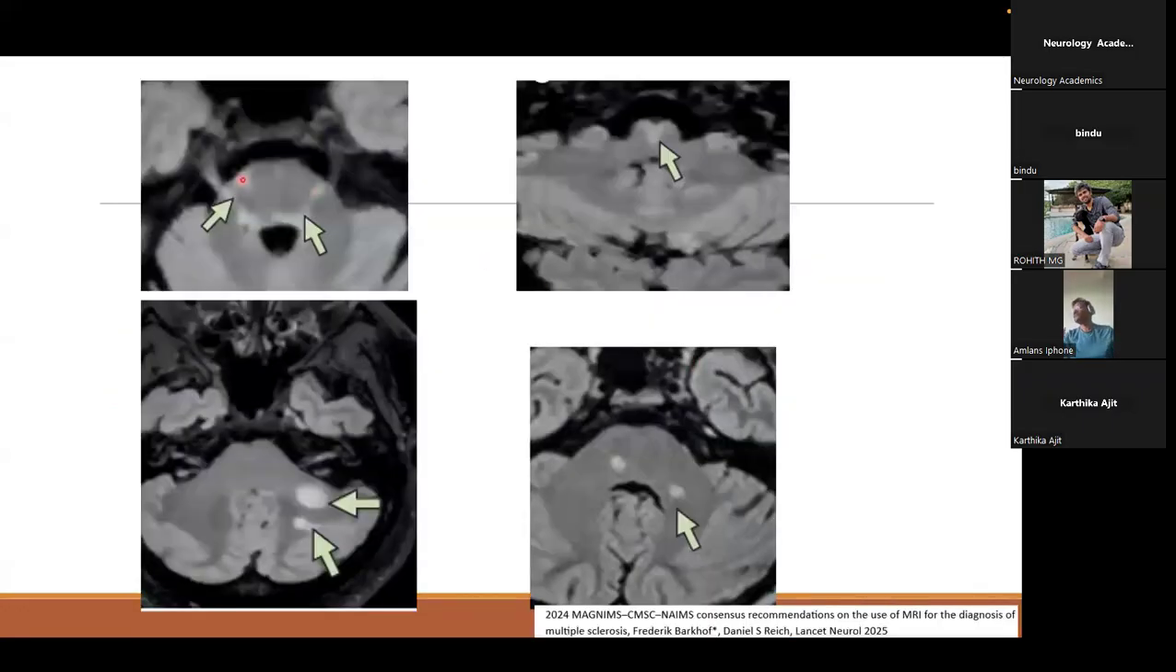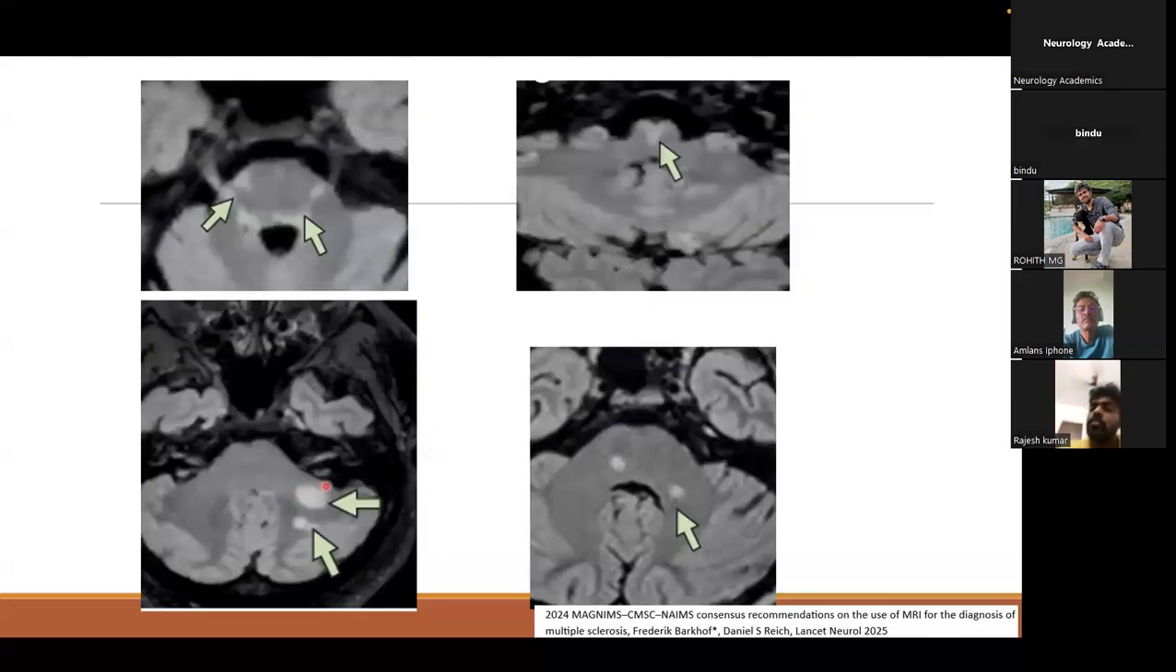Here also in the surface of the pons, at the root entry zone of the trigeminal nerve, the floor of the fourth ventricle, and also one typical site is in the medulla, the medullary pyramid. Pyramids are more involved in multiple sclerosis. And also in the pons, it will involve the middle as well as the superior cerebellar peduncle.